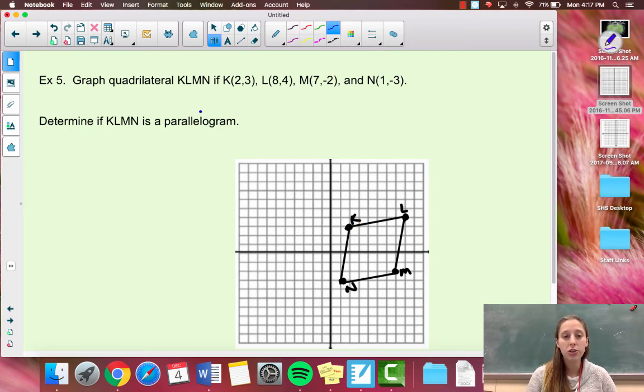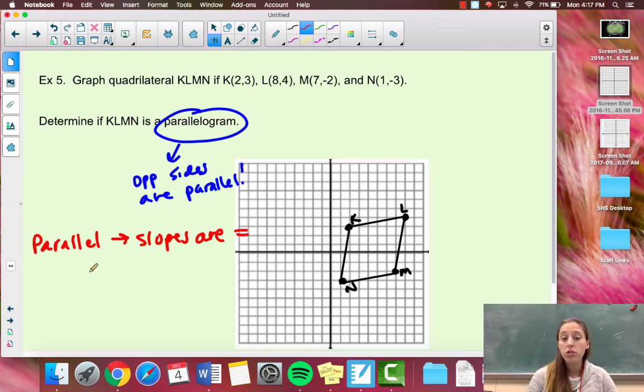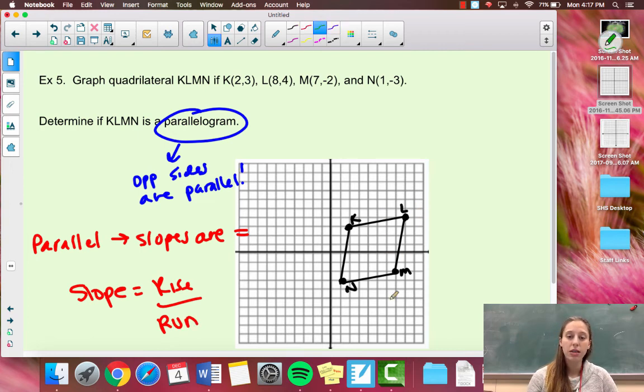So remember, by definition, the word parallelogram means that opposite sides are parallel. So if we can show that these opposite sides are parallel to each other, then we know it's a parallelogram. Well, what do we need to know in order for something to be parallel? Well, we know that parallel, in general, means that the slopes are equal. Okay, so they will never touch. So all we have to do is look for the slopes. Well, slope, remember, is rise over run. That's something we should know at this point. So I could find the slope of every single side and see if the opposite ones are the same.